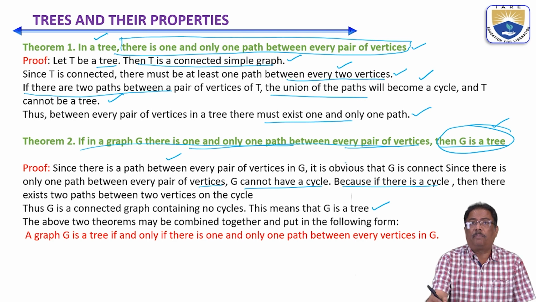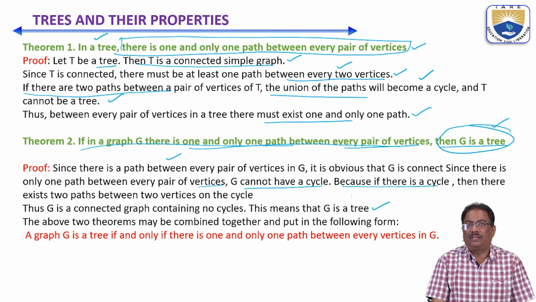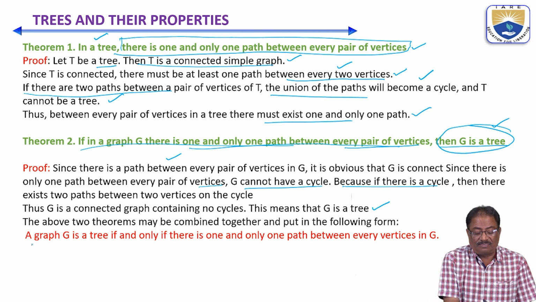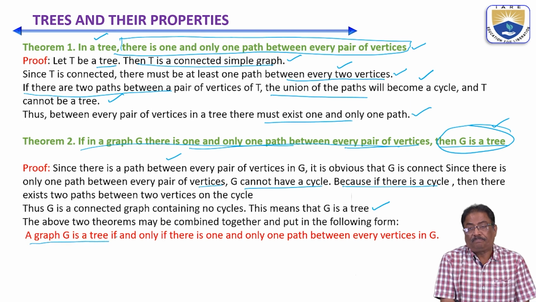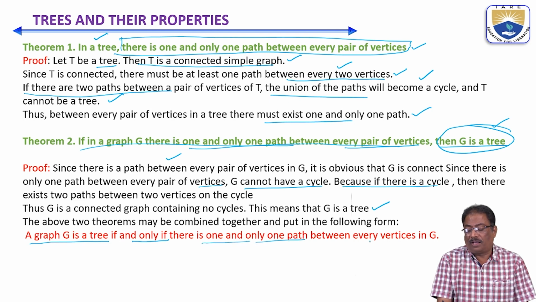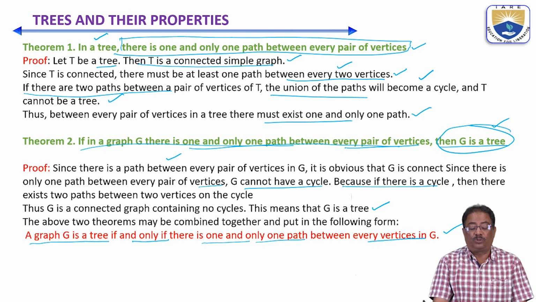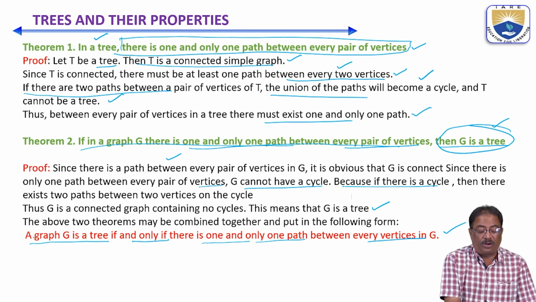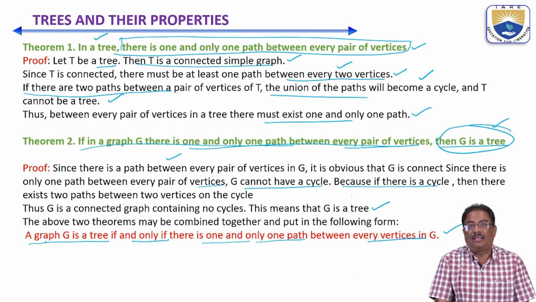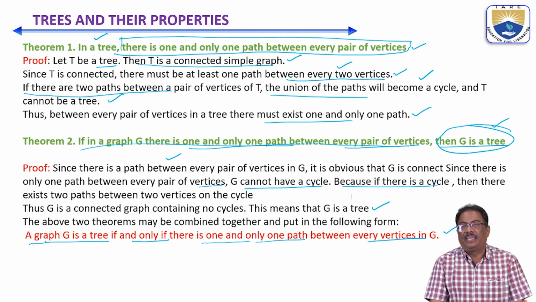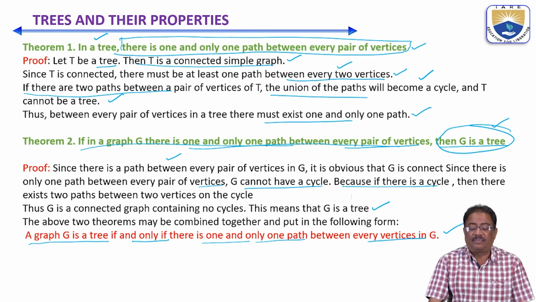If I combine theorem 1 and theorem 2, then we can say that the graph G is a tree if and only if there is only one path between every pair of vertices in G. So we combine theorem 1 and theorem 2 and denote that as: a graph is a tree if and only if. That means we prove the if condition and the only if condition in this way.